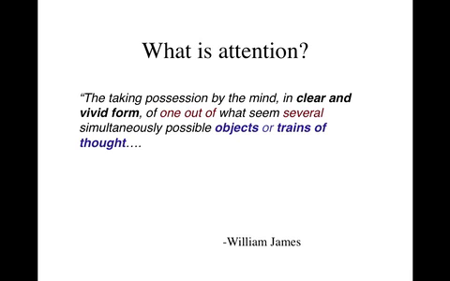So what is attention? There's a famous quote from William James: taking possession by the mind in clear and vivid form, of one out of what seems several simultaneously possible objects or trains of thought. And the thing we want to extract from this is that James points out that attention is about exclusion. There's lots of different information that you can theoretically process, but you have to choose which information you're going to process and which information you're not. So one out of what seems several possible objects, as he mentioned, something we're going to talk about, or trains of thought.